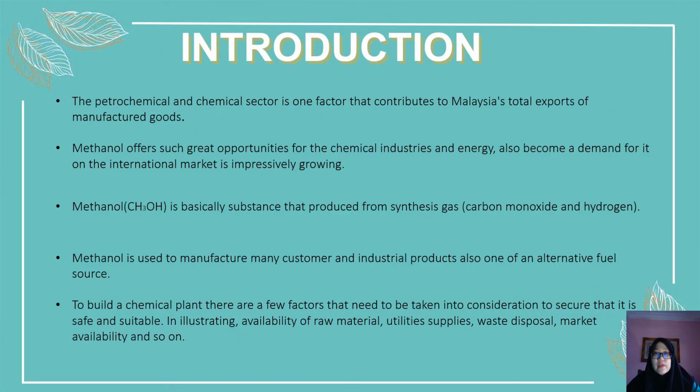The site is one of the bases of chemical plant construction. So, for our group, we have decided to choose Pengerang Industrial Area at Kota Tinggi, Johor, Malaysia. To build a chemical plant, there are a few aspects that need to be taken as criteria for selecting the production plant site, illustrating availability of raw material, water supply, transportation, market availability, and so on.